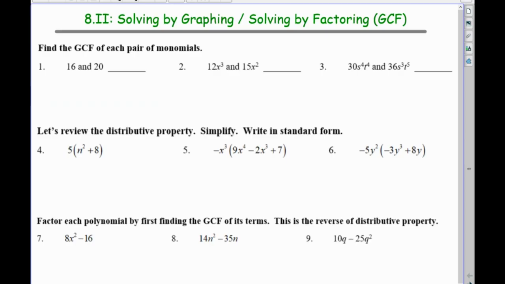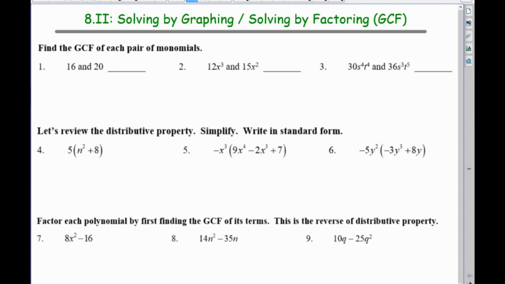Right, so what we're going to look at today is 8.2, which is solving by graphing or solving by factoring using GCF. So we're going to look at a couple different ways. For number one, the first thing we want to do is go back and review some basic terms. Remember, GCF stands for greatest common factor, meaning what is the biggest number that will divide evenly into, for instance, on number one, 16 and 20.